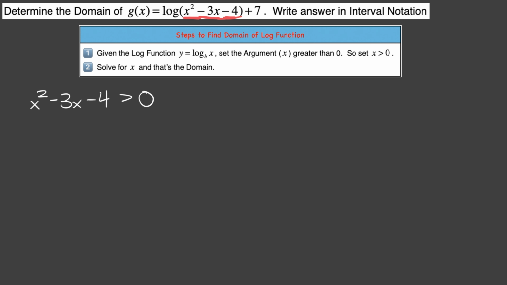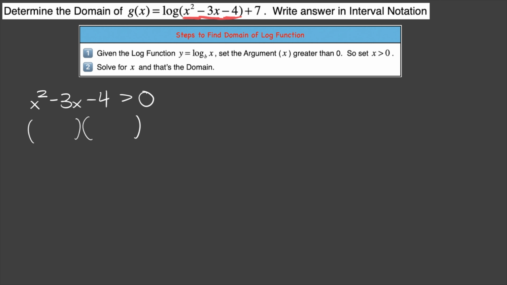Now in this case, we have a quadratic. So we can't just solve for x normally. What we're going to do is try to factor this, and then we're going to have to do a number line to see which intervals satisfy this inequality. So let's first start by factoring.